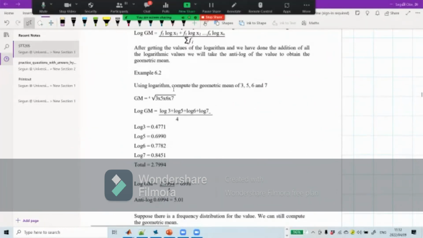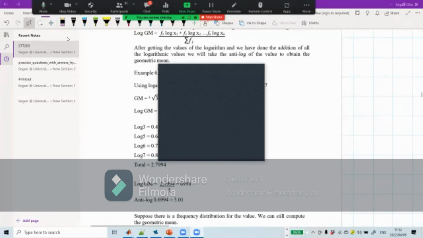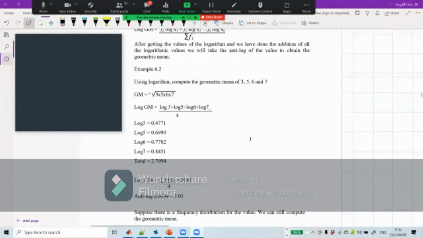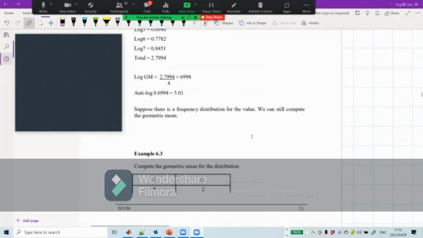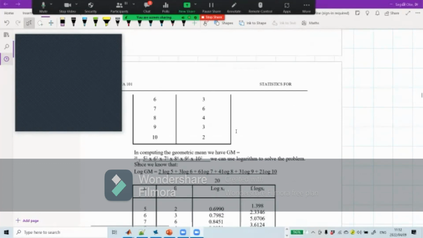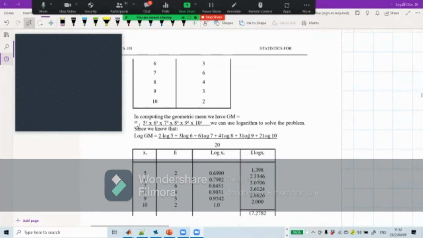The same thing happened to logarithm. They can ask you to compute using logarithm, compute the geometric mean. Are you getting it? Press your calculator. It's the only calculator you need here to do it. The same thing happened to this question. Please take note of that. This particular one, all you need to press is calculator.